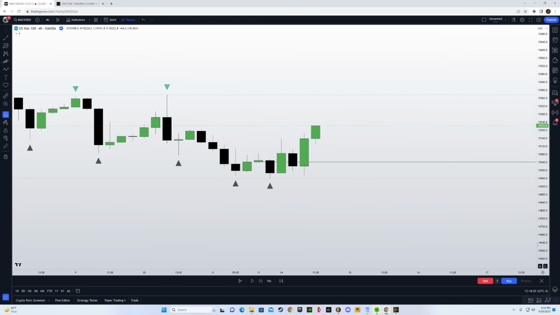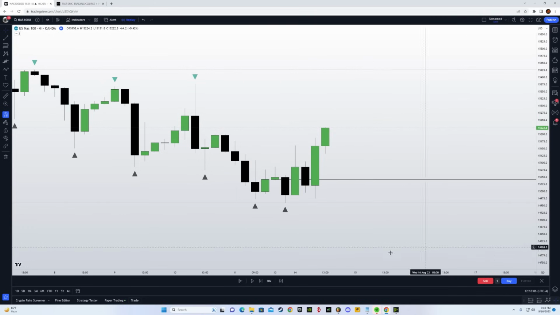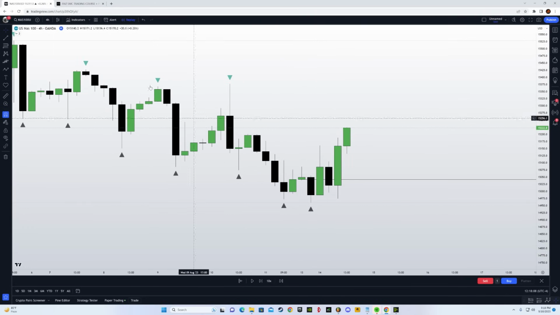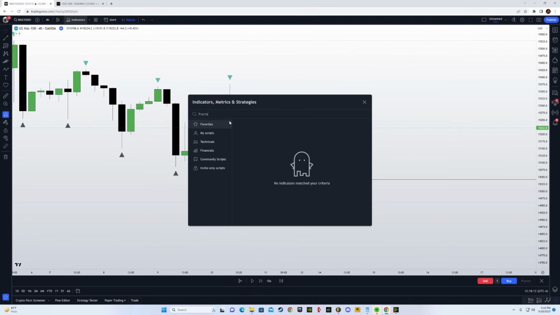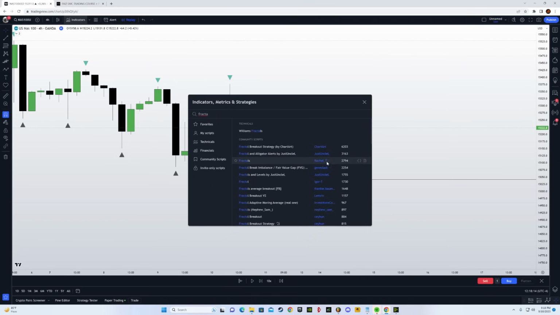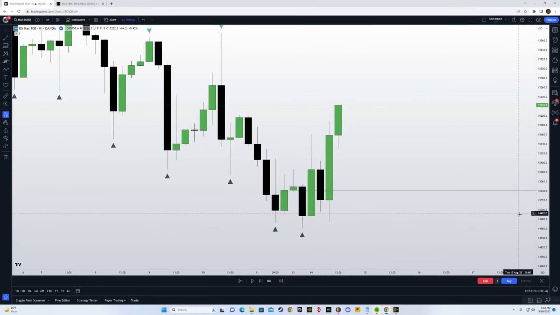And let's zoom out a bit to make things clear. All right, so notice this. So this indicator, this identifies the highs and lows. Go to indicators here, type in fractals by Rachel T, right? And then you can use this indicator, and this can provide you with accurate highs and lows.